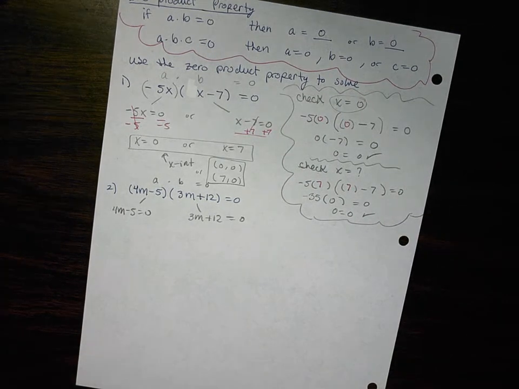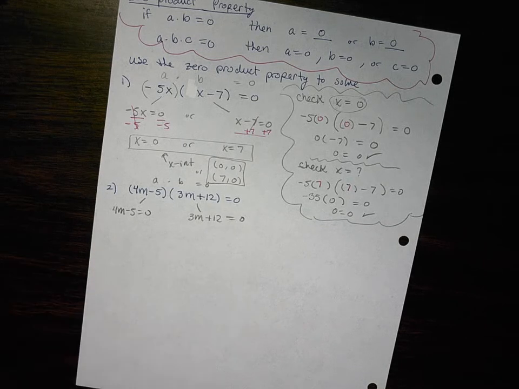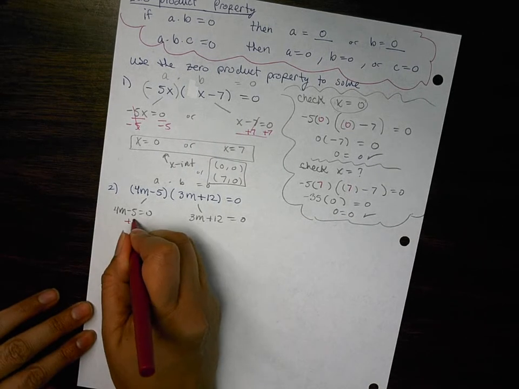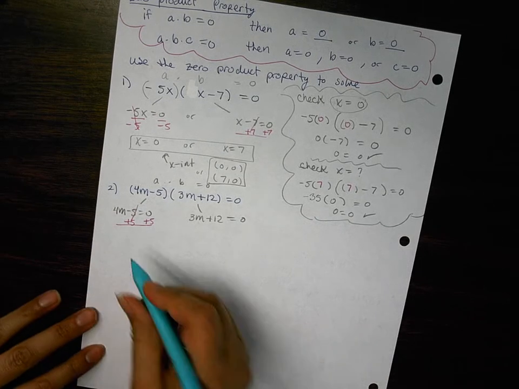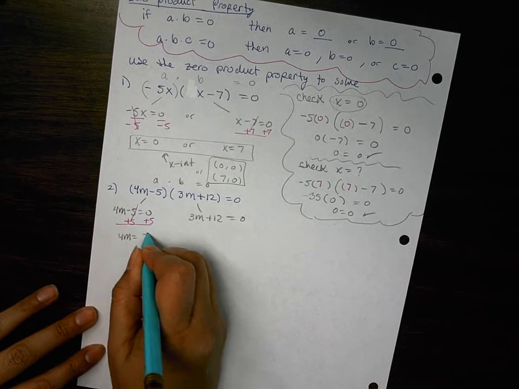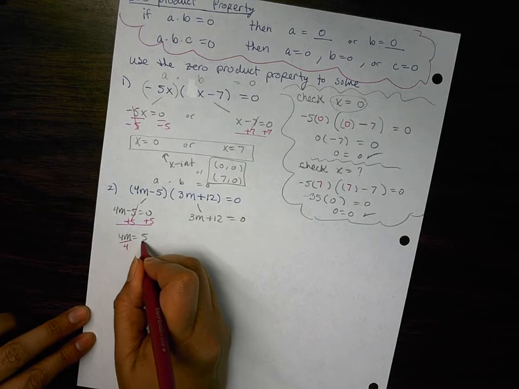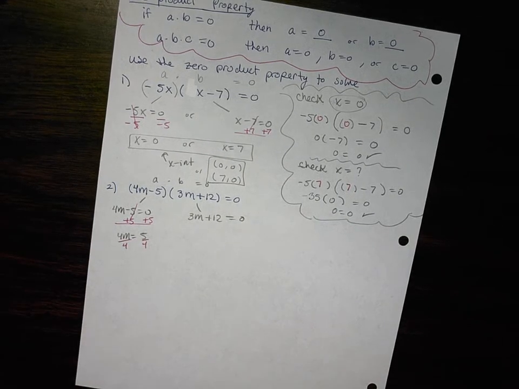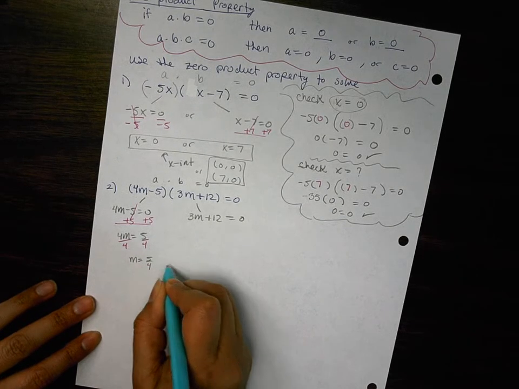I'm going to let you solve those on your own. Add your 5, divide by your 4. Actually, I'll do the first one with you. Let's add the 5. 4m equals 5. And what's the next step? Divide by 4. It's a fraction. What does it come out to be? So m equals 5/4.